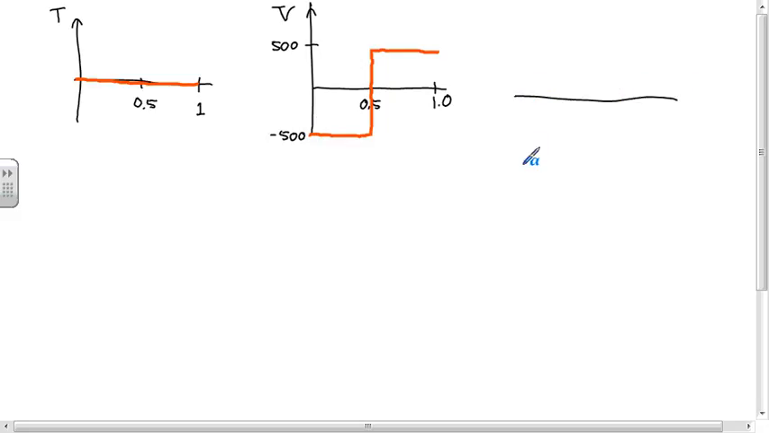And then the bending moment, this is a linear function. It starts out at 0 and reaches a minimum value of negative 250 at 0.5 meters. And then it gets the opposite slope and goes back to 0 at 1 meter.